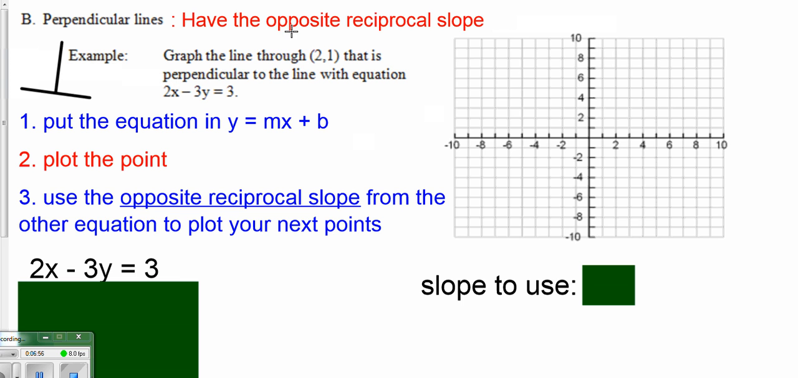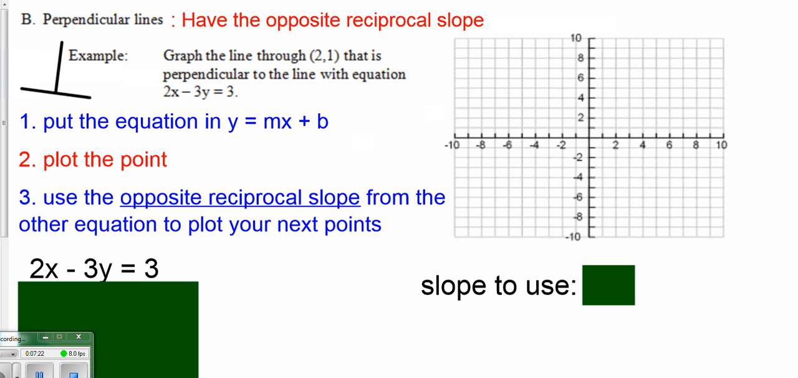Opposite has to do with the sign. So positive changes to negative, negative changes to positive. That's opposite. Reciprocal has to do with the fraction. The numerator becomes the denominator and the denominator becomes the numerator. They just flip around. So change the sign, flip the numbers. Okay? That's the only thing you have to do to get perpendicular lines, or at least get their slope.